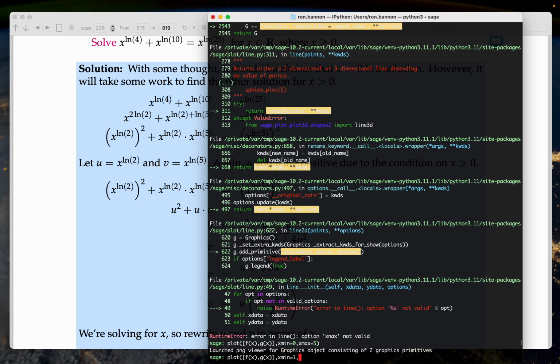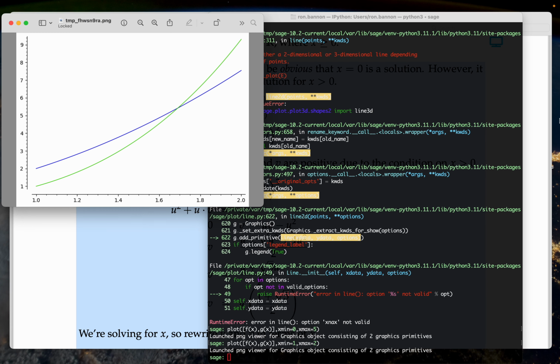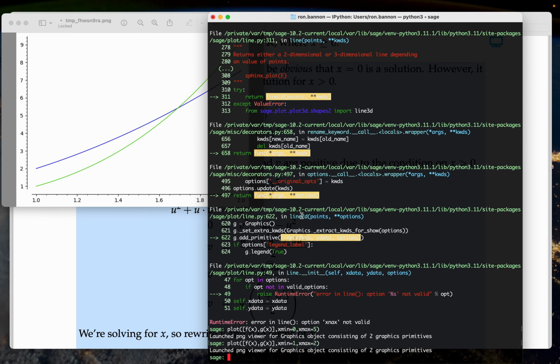So x min to be 1 and x max to be 2. And let's see how good this is. And I'm definitely seeing it, by the way. I'm seeing a point of intersection over here. And what's that going to be? Looking at it, I don't know, I'm going to say about 1.7. All right?